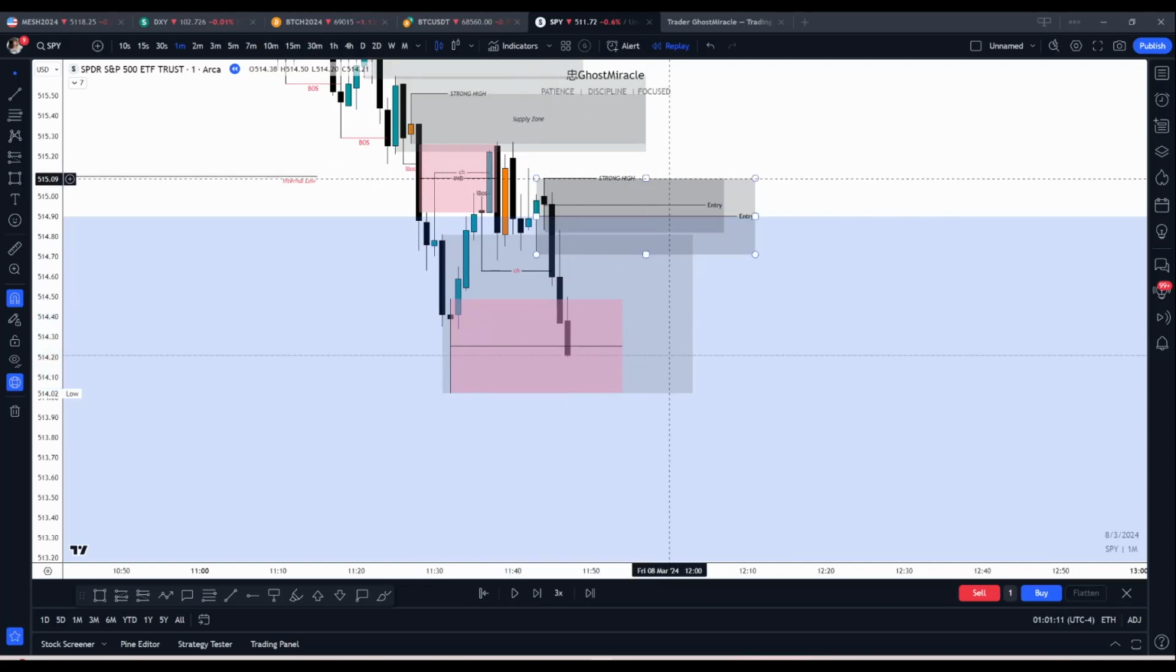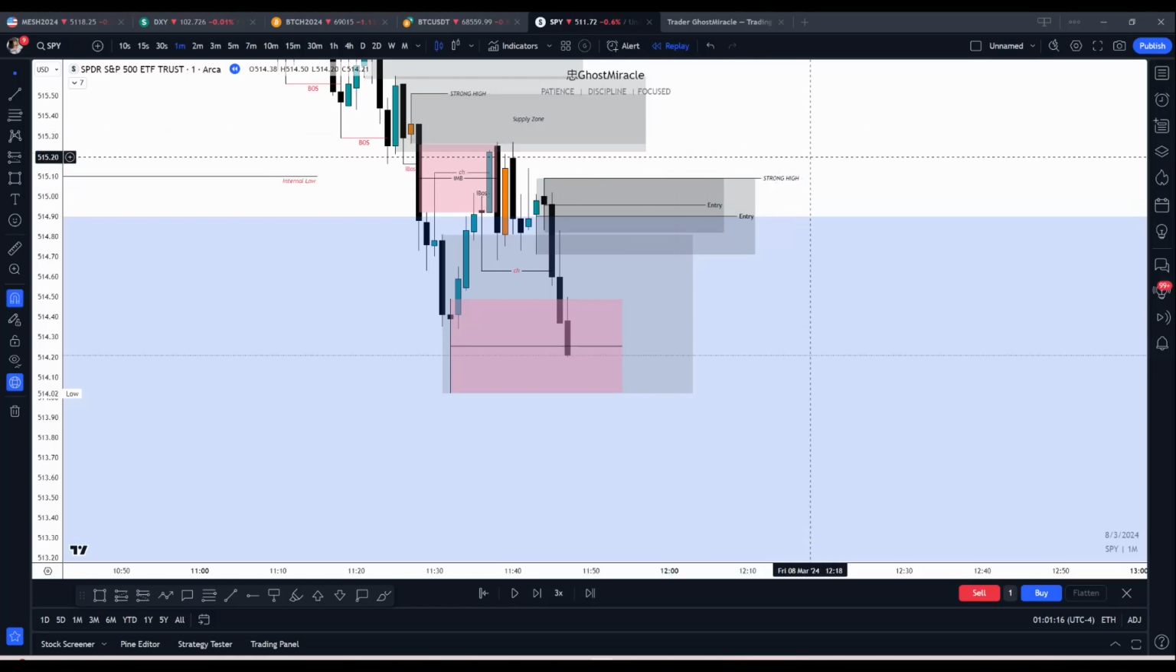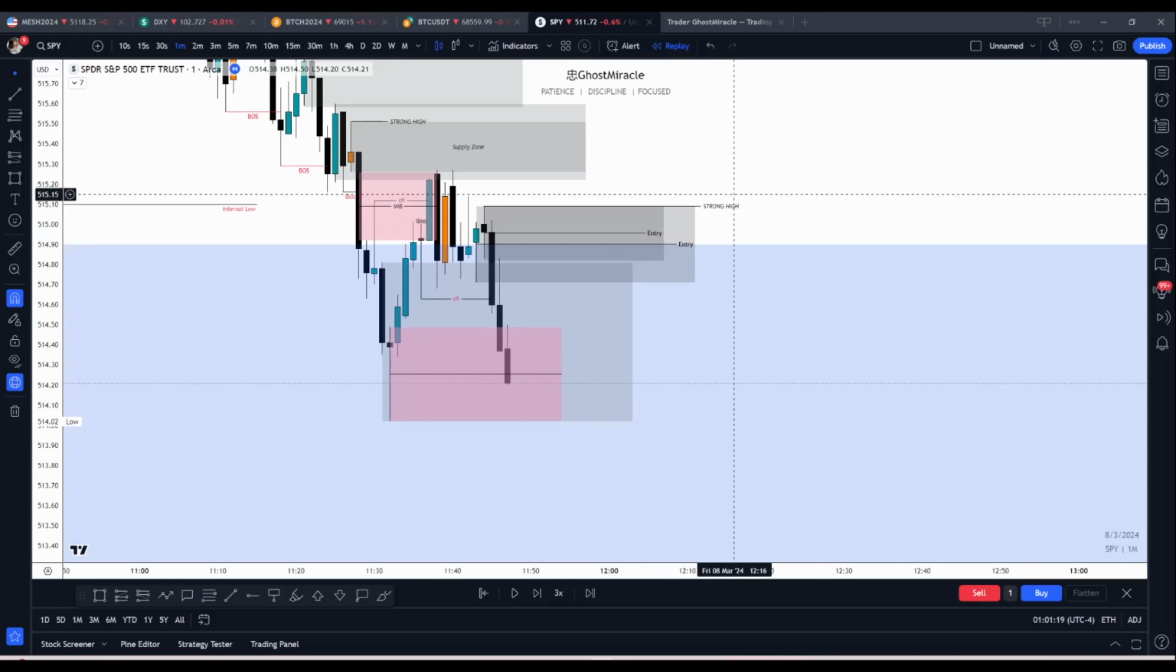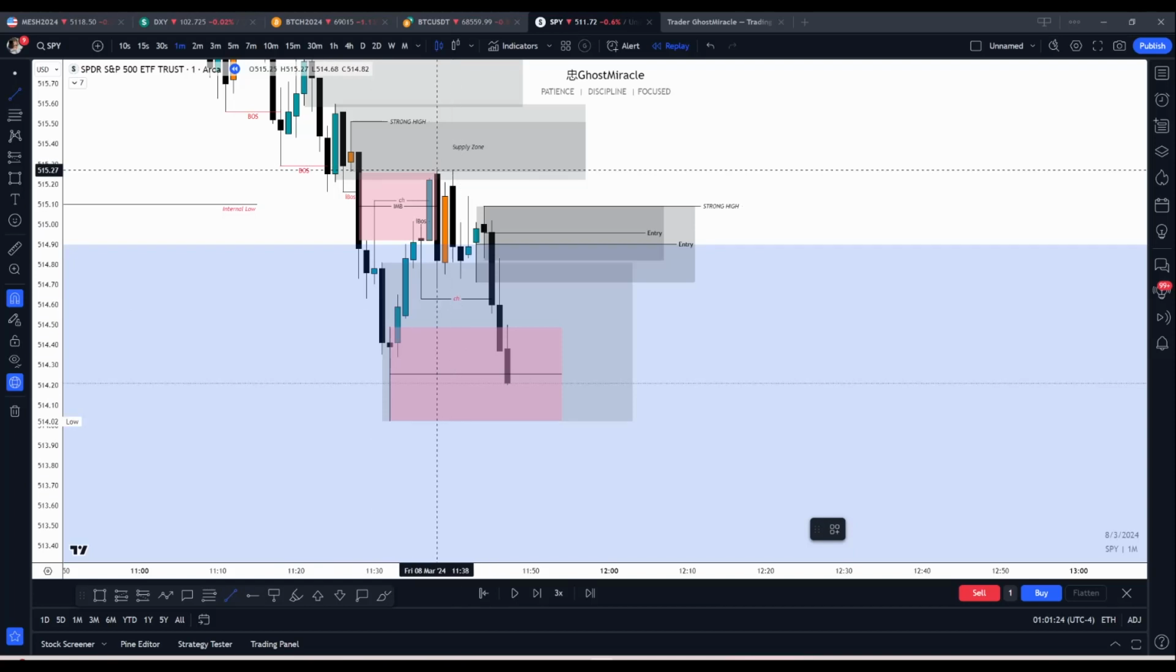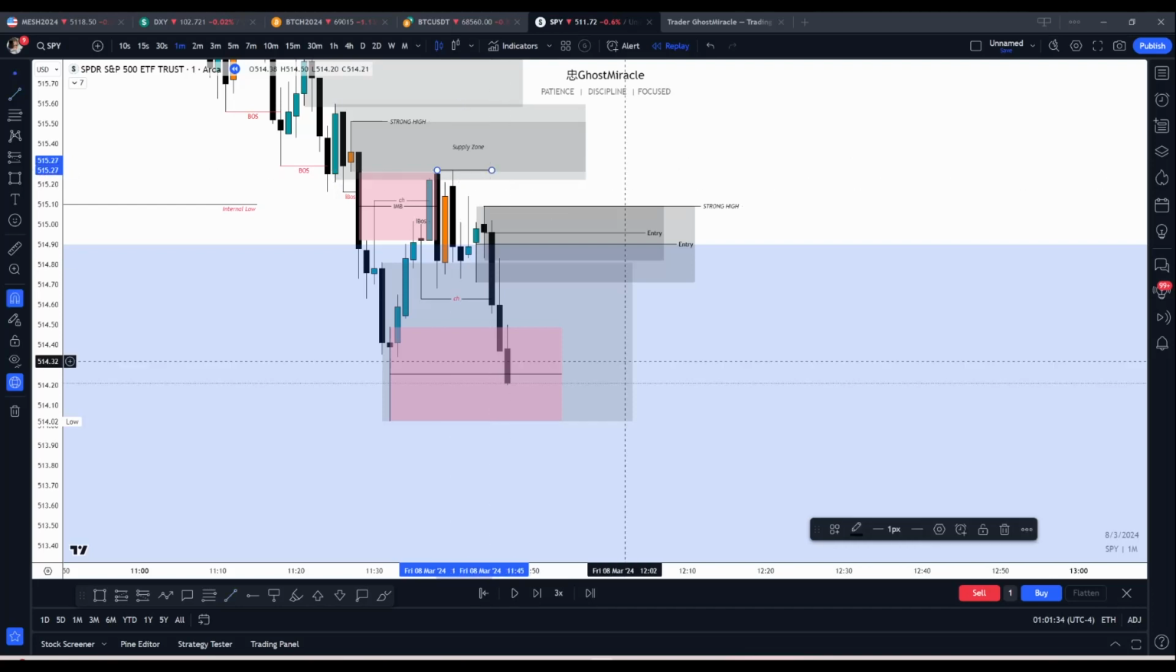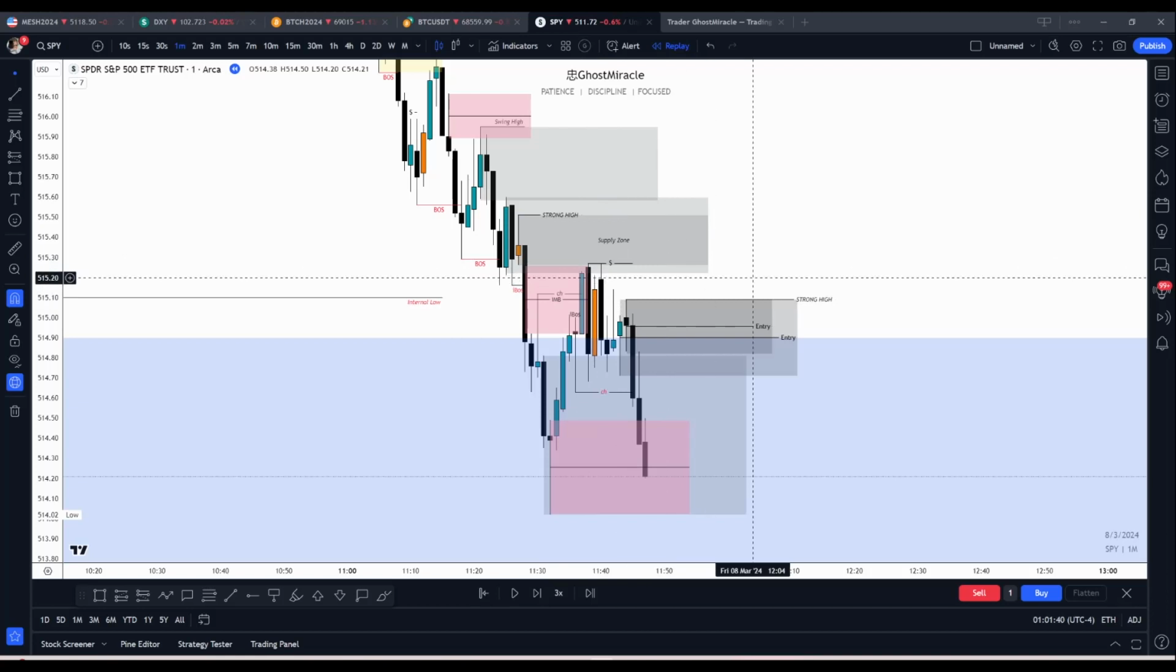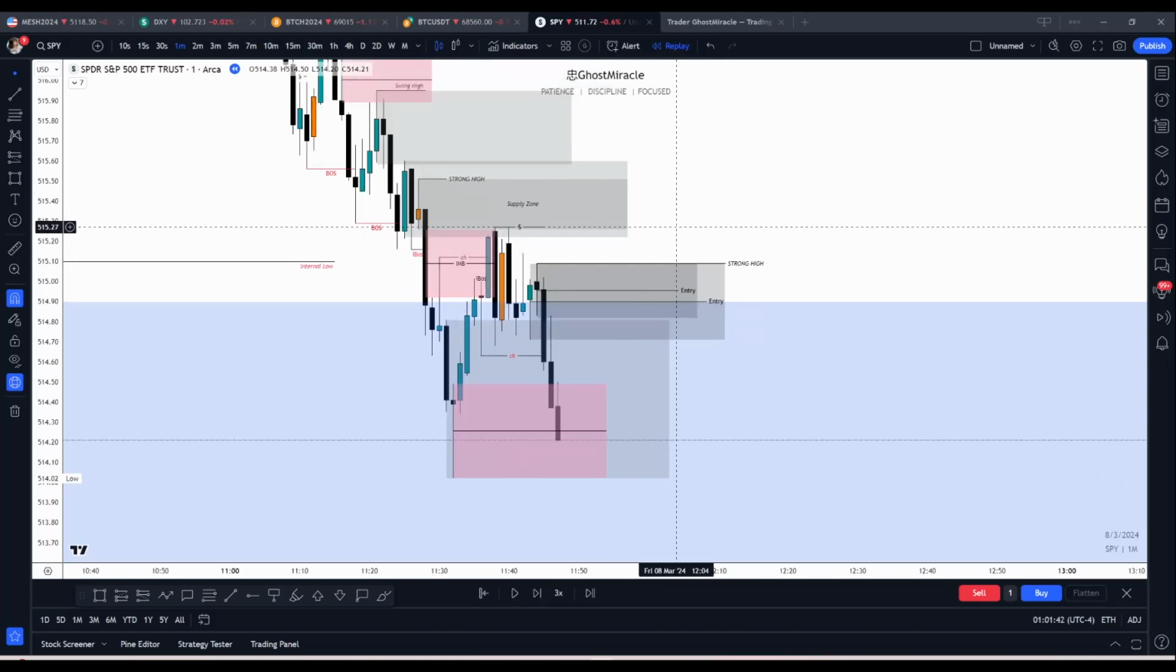I would definitely need to wait for another break of either this high here or this high to give me another, which looks like, let me see, 515.27. Okay, so not this high because this high is equal highs. So there's liquidity there, which technically could give price a reason to buy back up, right?